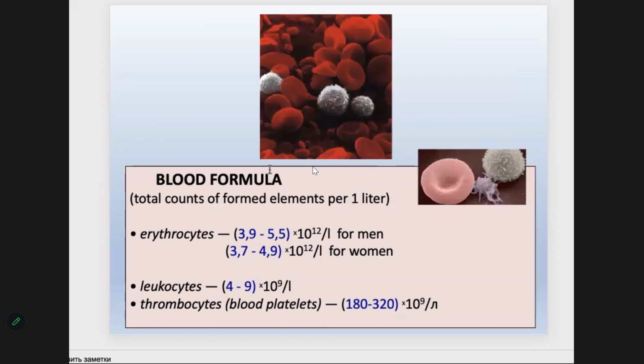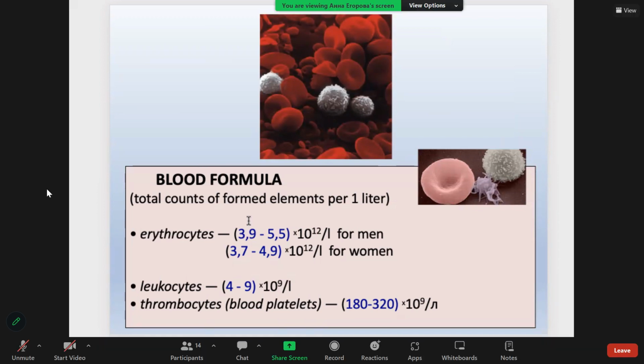And look at this slide. This slide shows the total counts of formed elements per 1 liter of blood. Total counts of formed elements in 1 liter of blood is named blood formula. These total counts you should know by heart. Another name of blood formula is hemogramma. This is the blood analysis, and your future patients show this blood formula to you every day.